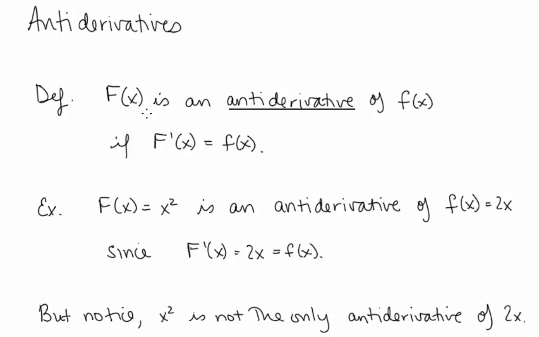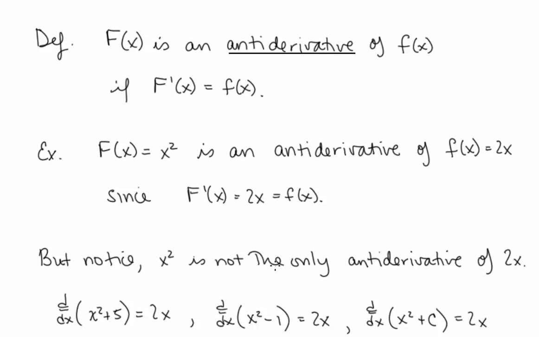Capital F of x is an antiderivative of little f of x if capital F prime of x is equal to little f of x. So capital F is an antiderivative if its derivative is little f. So for example, F of x equals x squared is an antiderivative of little f of x equals 2x, because the derivative of x squared is 2x.